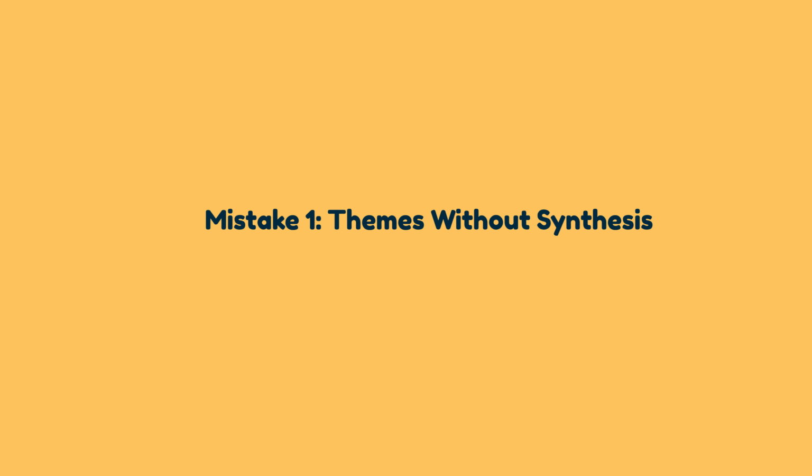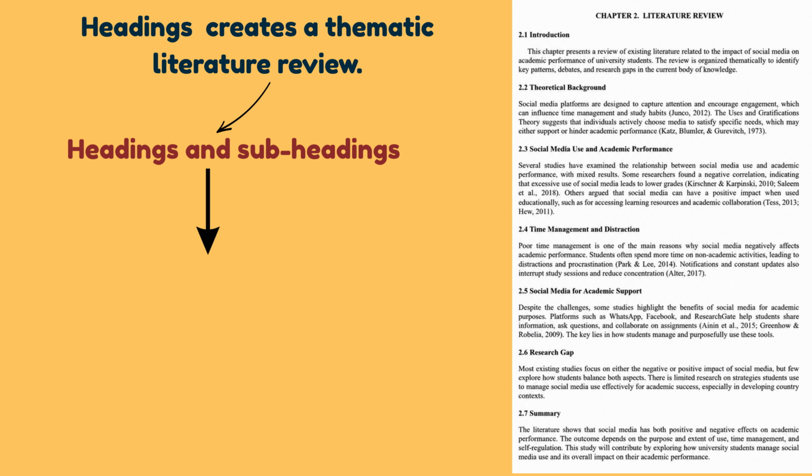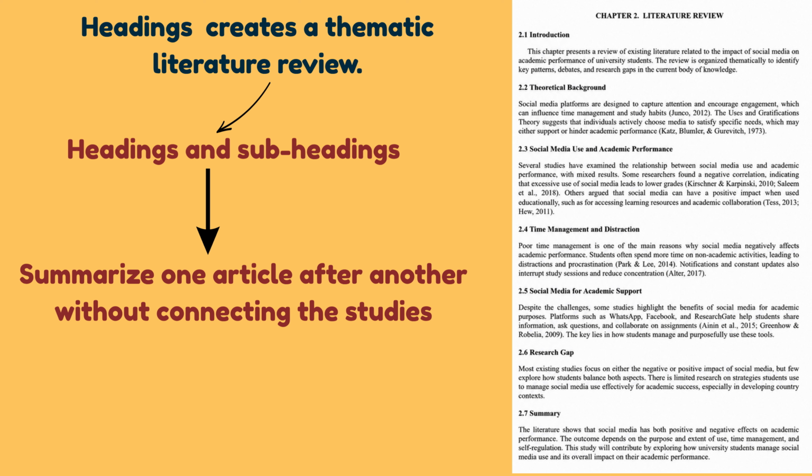Mistake 1. Themes without synthesis. One of the most overlooked literature review mistakes is believing that using headings automatically creates a thematic literature review. Many students divide their chapter into headings and subheadings and assume they are writing thematically. However, inside each heading, they simply summarize one article after another without connecting the studies. This creates what is often called an annotated bibliography rather than a true literature review.